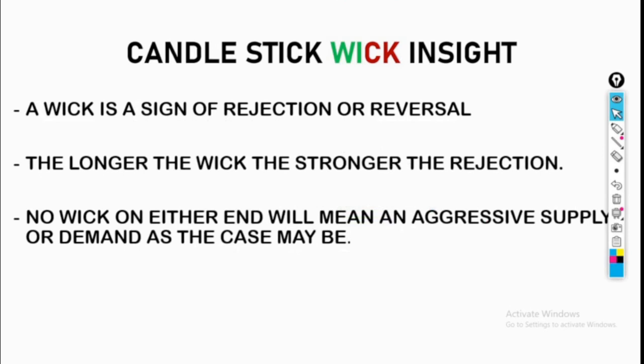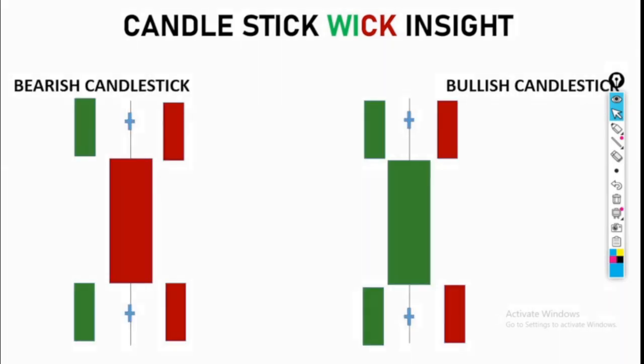Every time we see a wick on the top of a candlestick, it is a sign of rejection or reversal. So the longer the wick, the stronger the rejection. And when there is no wick on either end of a candlestick, it means that an aggressive supply or demand was in that market at that time frame, as the case may be.